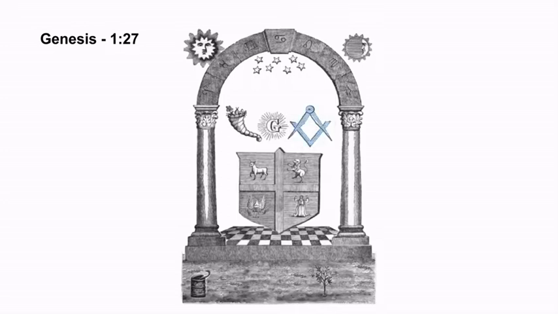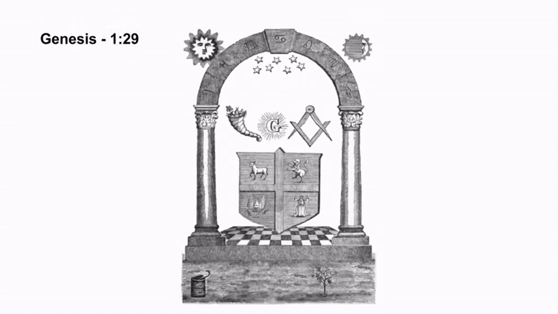created he them. And God blessed them, and God said unto them, Be fruitful, and multiply, and replenish the earth, and subdue it, and have dominion over the fish of the sea, and over the fowl of the air, and over every living thing that moveth upon the earth.